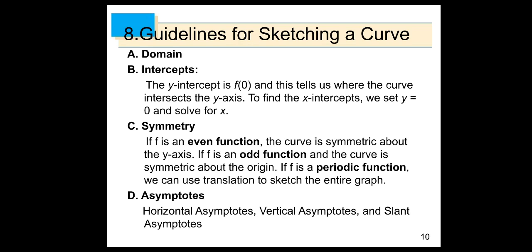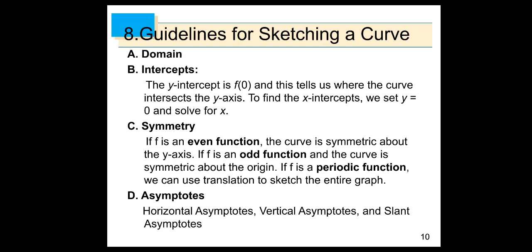Then there is the intercept, and the y-intercept is the point on the y-axis where a particular curve intersects the y-axis. To find the x-intercepts, we set y equal to 0 and solve for x. So that's how we find our x-intercepts as well, right? Next is symmetry.